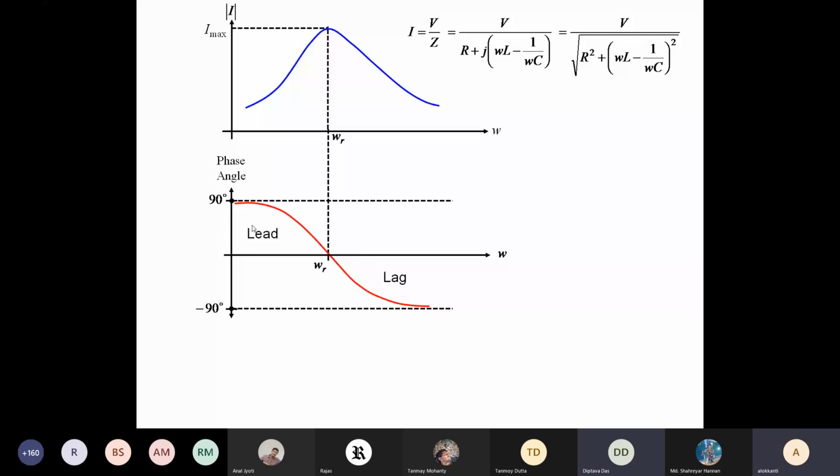So what happens at resonance? What is the value of the voltage in the capacitor? What is the current at resonance?